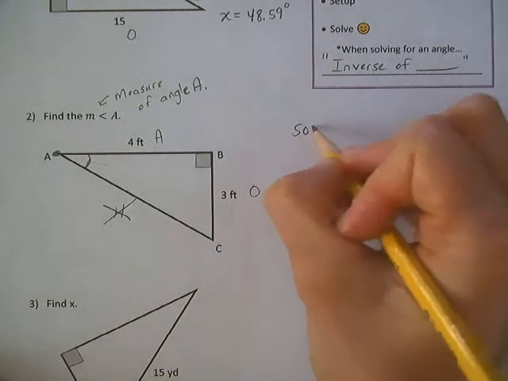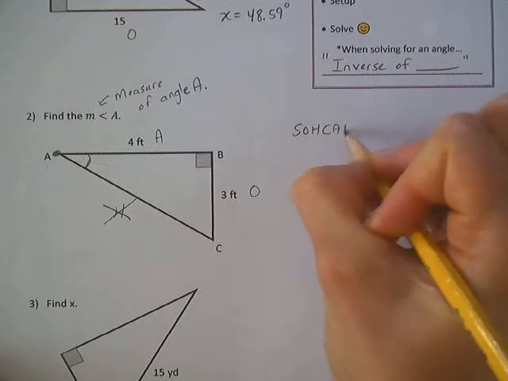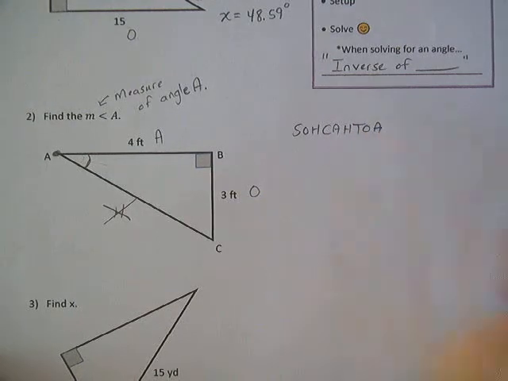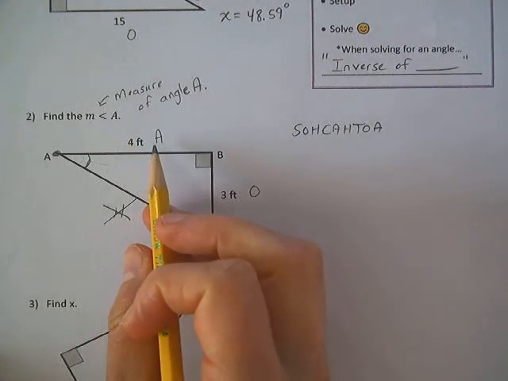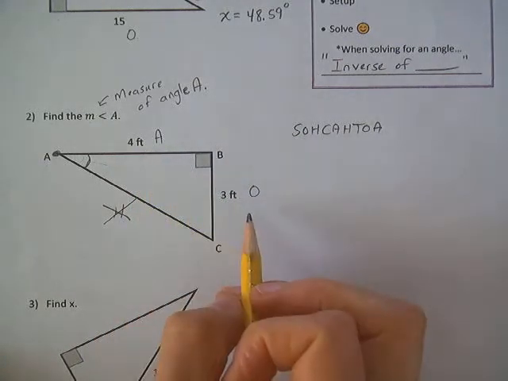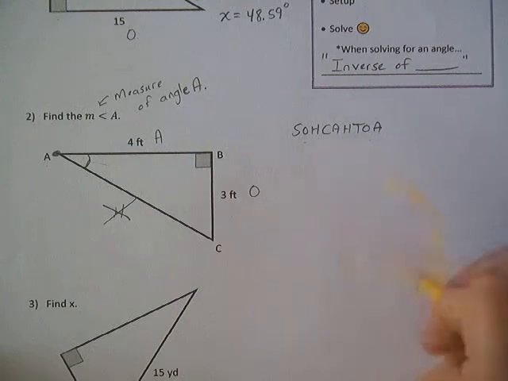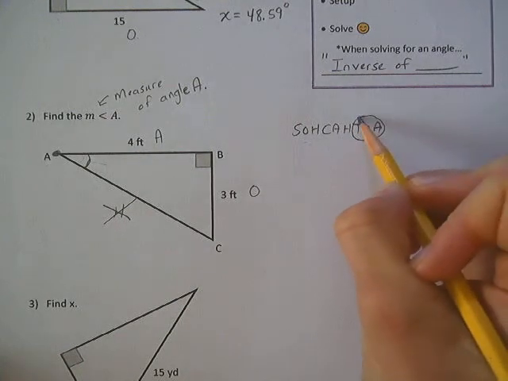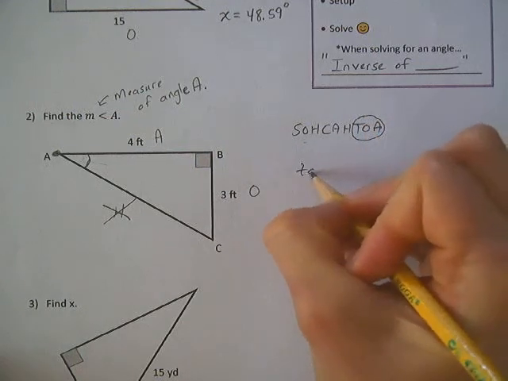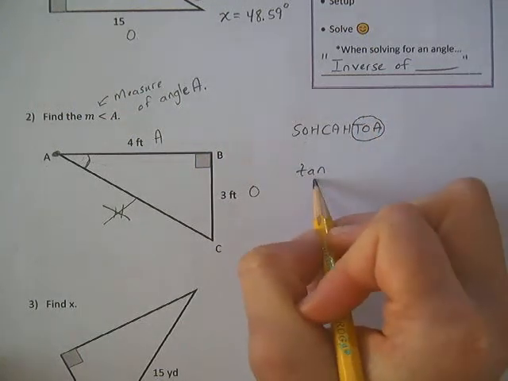Then you remember your trig, SOHCAHTOA. And then you look at the sides that are left. We're left with the opposite and the adjacent. So think about which function deals with both of those. And that would be the tangent function. So that means we're using the tangent, and it's the tangent of your angle.